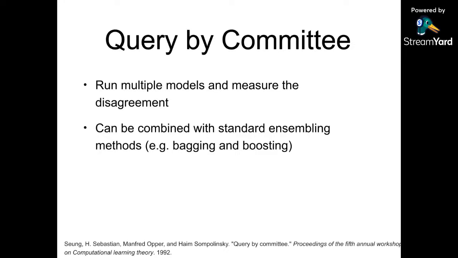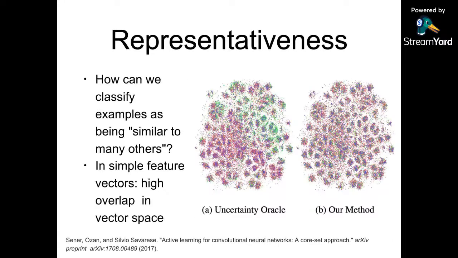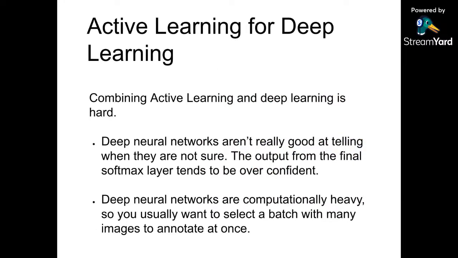All these methods are for machine learning. Let's talk about active learning for deep learning. Deep neural networks are not really good at telling when they are not sure. That is the main problem. When you train this type of model, they tend to be overconfident, and even when they are wrong, they are overconfident. That's why there is a problem.